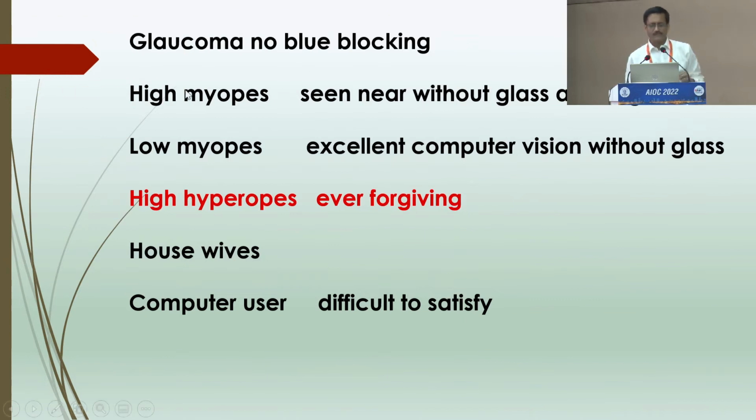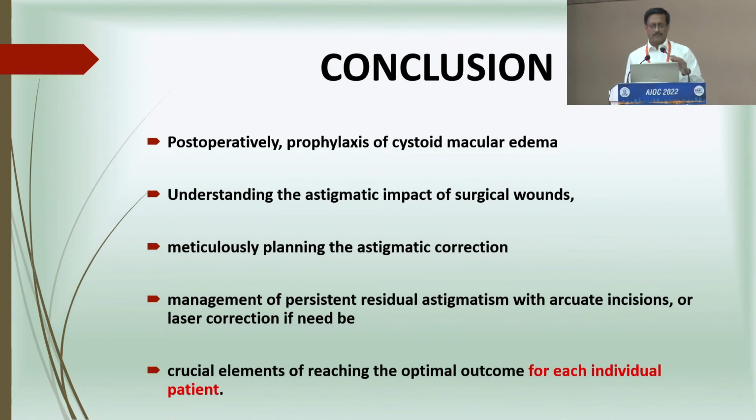A few points: in glaucoma, it is better not to have blue-blocking lenses. In high myopes, try to have a small myopic outcome. Low myopes have excellent computer vision without glasses also. High hyperopes are ever forgiving, just keep them a little bit myopic. Post-operative prophylaxis is also important. Cystoid macular edema should be taken care of, and the astigmatic impact of the surgical wounds needs to be kept in mind, and it has to be individualized. Thank you.